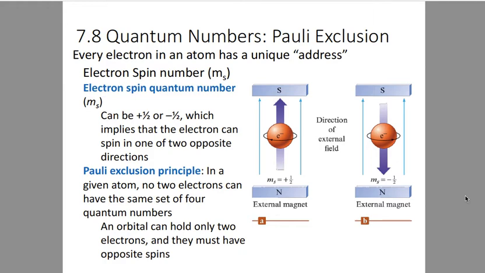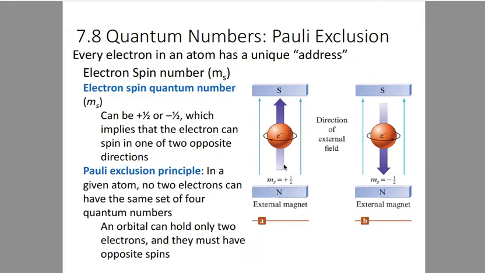Dealing with atomic theory, we're continuing on with our quantum numbers. Our last quantum number that we're going to be talking about is the m sub s number, and there are only two options. It will either be plus 1/2 or minus 1/2. And this has to deal with the Pauli exclusion principle, right?